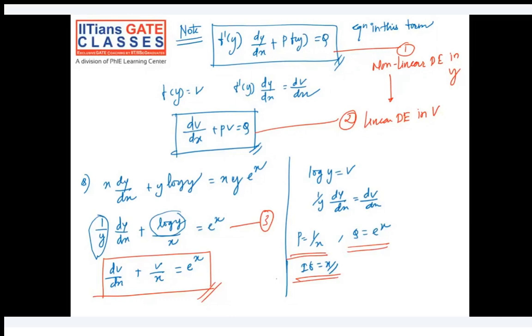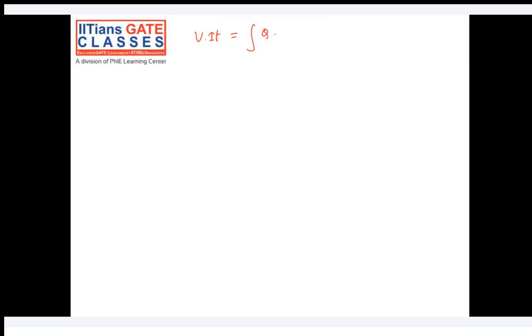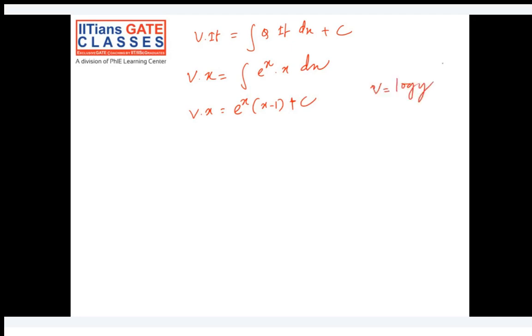It is pretty simple. V into integrating factor is equal to integration of q into integrating factor dx plus c. Integrating factor is x, so vx is equal to integration of e to the power x into x dx, which is e to the power x into x minus 1, plus c. And now put the value of v is equal to log of y, which we have previously kept. So x into log of y is equal to e to the power x into x minus 1 plus c. That's all. So this is how you will get the final solution.